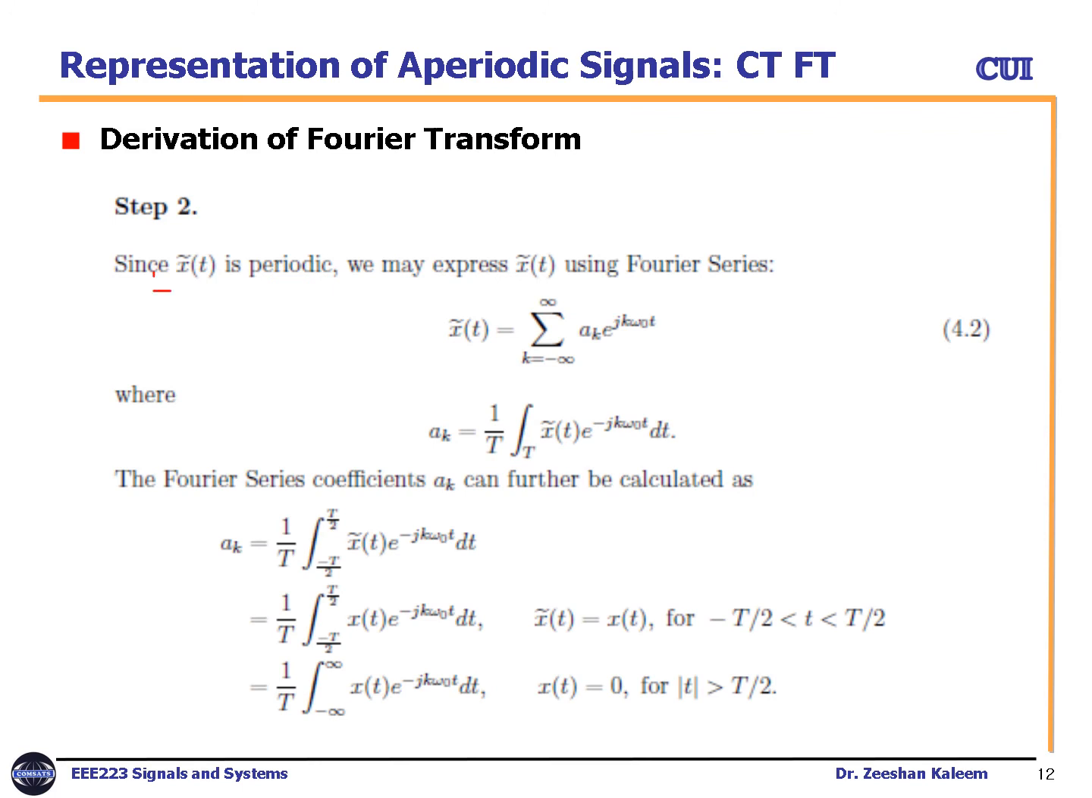Step 2. Since x tilde(t) is a periodic signal, any signal which is periodic, we can represent in terms of a Fourier series. So we may express x tilde(t) using the Fourier series with different complex exponentials. For example, x tilde(t) is equivalent to the sum from k equals minus infinity to infinity of ak e^(j k omega naught t). We already derived this in previous chapters. Where ak, you know, is equal to 1 over T, period is T, times the integral of x tilde(t) e^(minus j k omega naught t) dt.